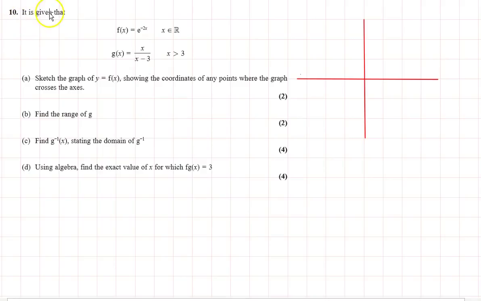Question number 10, part 1 is, it's given that f(x) is equal to e to the power minus 2x and g(x) is equal to x over x minus 3. Sketch the graph of y is equal to f(x), showing the coordinates. So this is f(x) is equal to e to the power minus 2x.